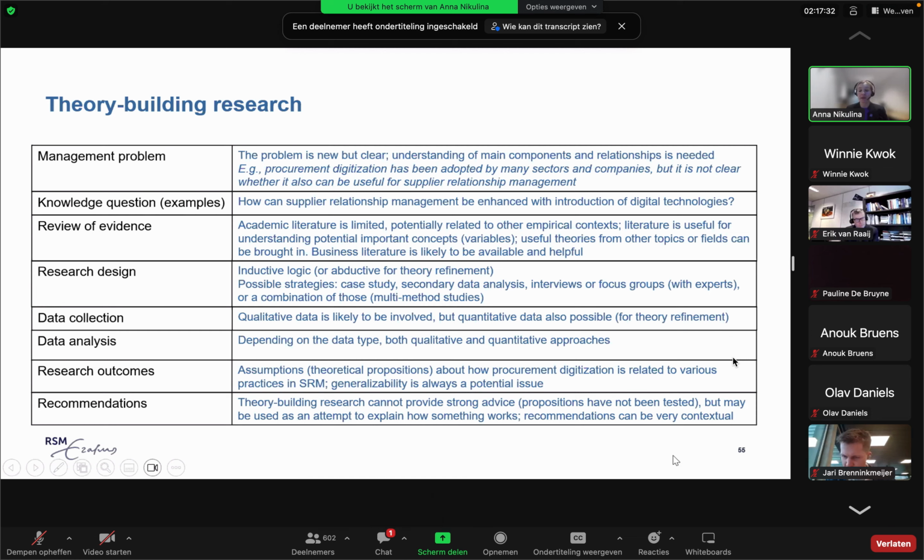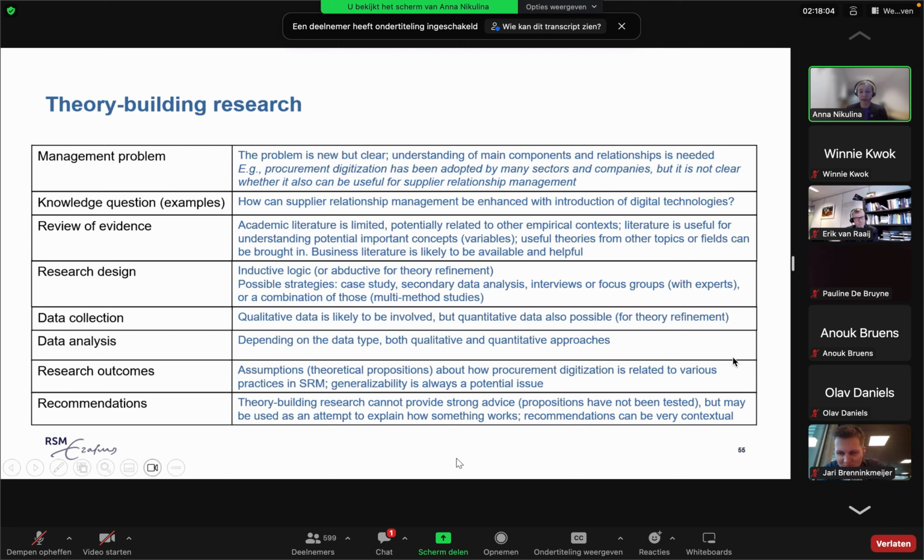But sometimes it's used as an attempt to explain how something works. And recommendations, again, are contextual. If you do research in one type of industry, it's more logical to assume that recommendations will hold within this industry, but you would be more critical of thinking that they apply anywhere else. So it's very contextual and it's not yet tested, in terms of how strongly the knowledge helps managers to tackle certain problems.